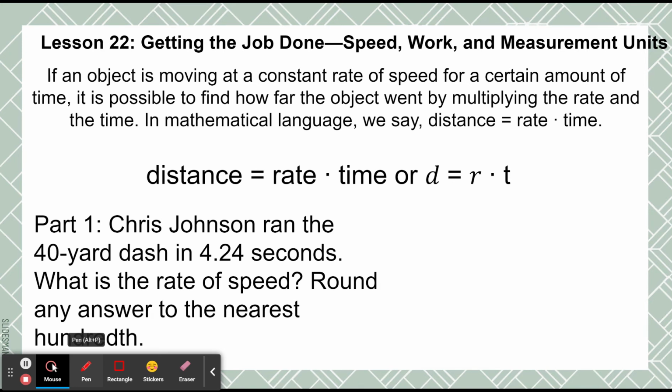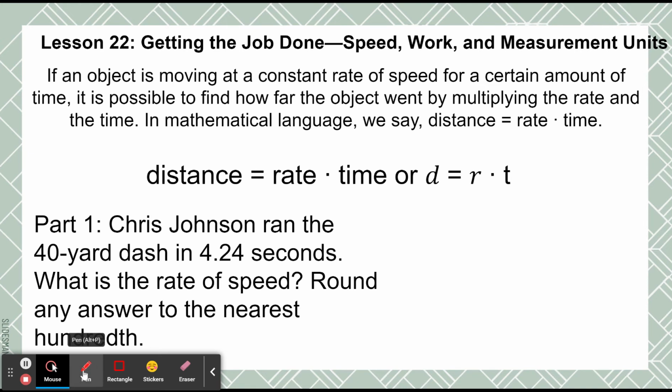This is the same learning targets that you had at the beginning of lesson 21 and will carry you through till lesson 23. In this lesson, if an object is moving at a constant rate of speed for a certain amount of time, it is possible to find how far the object went by multiplying the rate and the time. In mathematical language, we say distance equals rate times the time. Remember that little dot in between is another way to write multiplication.